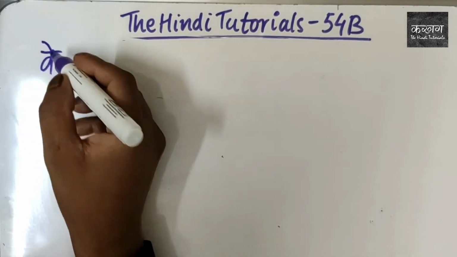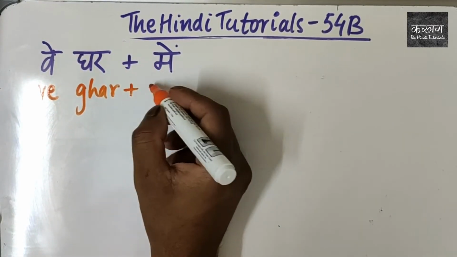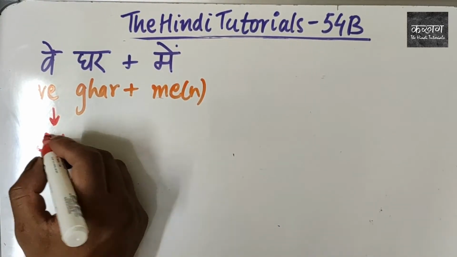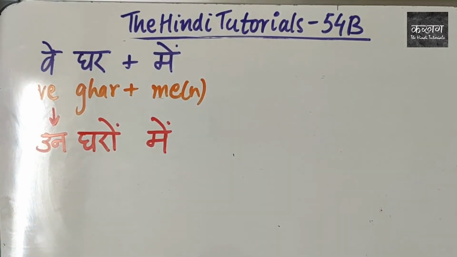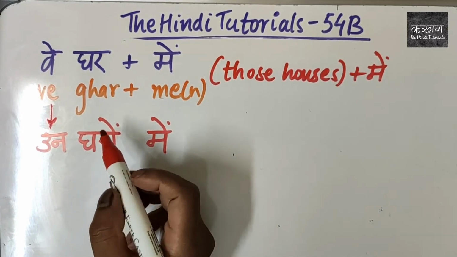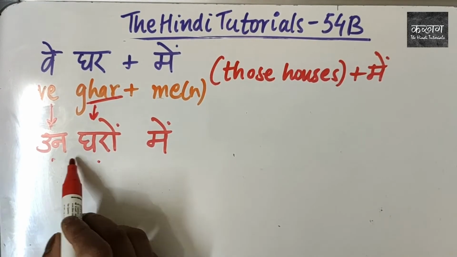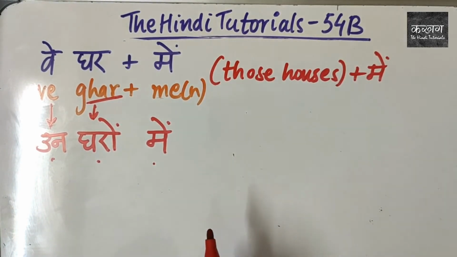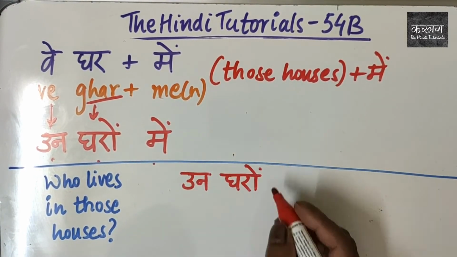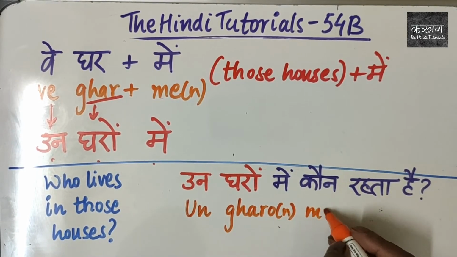The next example will be for वे. वे घर plus में would be उन घरों में. The oblique case of वे is un and the oblique case of plural of घर is घरों. So उन घरों में. I want to ask who lives in those houses? उन घरों में कौन रहता है? Who lives in those houses?